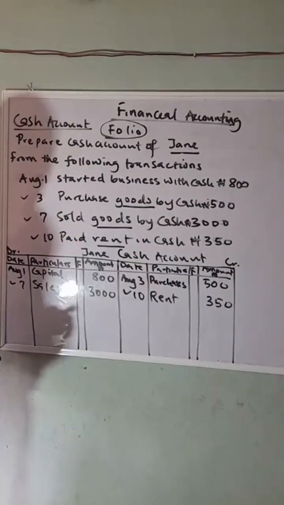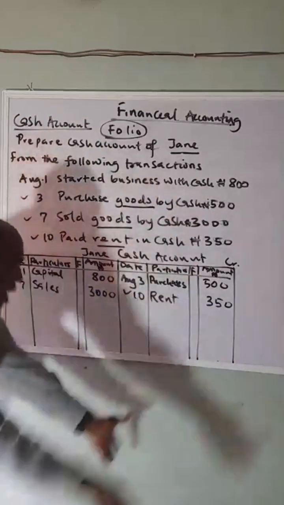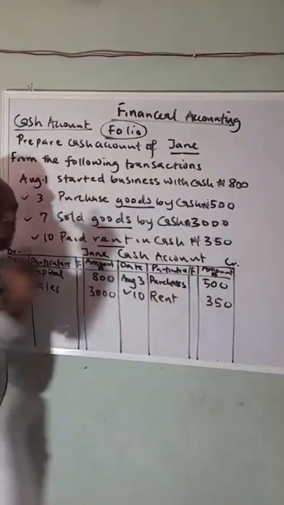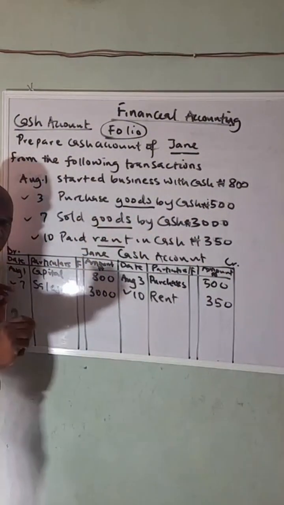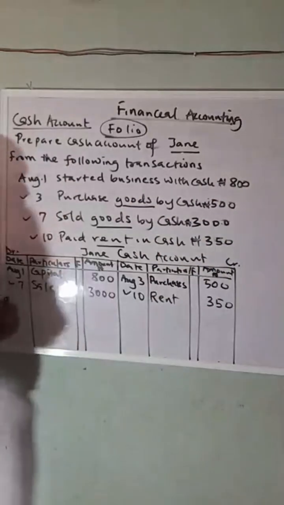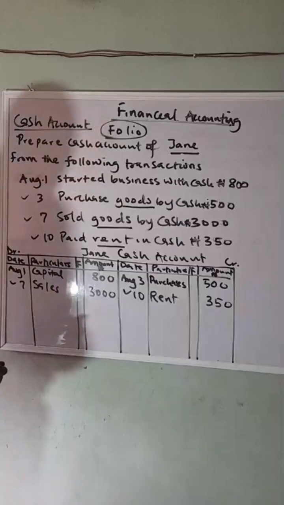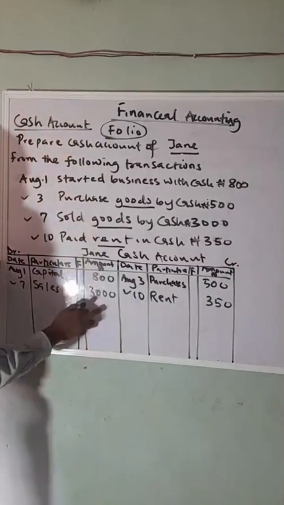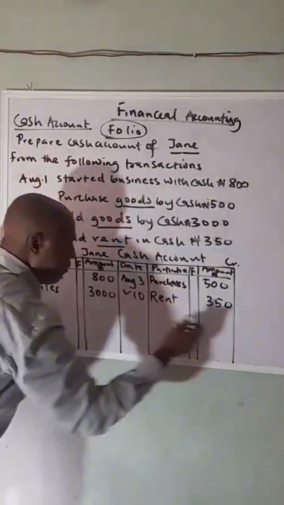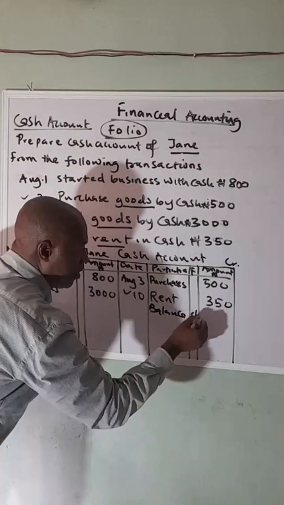If you look at what is on the board, the debit side can be more than the credit side. The credit side can be more than the debit side, any side. But if debit is more than credit, the accountant will say there is a debit balance, which I explained in the last class. And if credit is more than debit, we'll say there is a credit balance. If you check what is on the board, the total here is 3,800. That means the debit side is bigger than the credit side. The difference will be on the credit side, which is called balance CD.